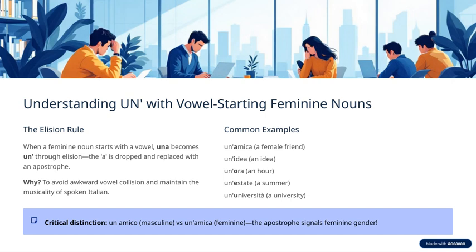Notice how the apostrophe appears in each case to connect the article with the noun seamlessly. A critical point to remember is the difference between masculine and feminine nouns. For instance, un amico with no apostrophe is masculine, meaning a friend. But for feminine nouns starting with a vowel, the apostrophe in un'amica instantly signals that it's feminine. This small punctuation mark helps us distinguish gender clearly and keeps our speech flowing naturally.